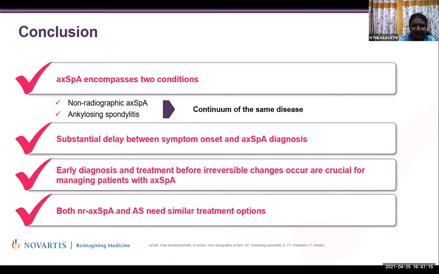So axial spondyloarthritis has non-radiographic and ankylosing spondylitis. They are not two different entities. They are the same continuum of one spectrum of disease. There is a delay, as I've told you, of 5 to 15 years from the first onset of symptoms to the diagnosis of ankylosing spondylitis or axial spondyloarthritis. Early diagnosis is important because we can arrest the progression of disease and new bone formation and give the patient a better quality of life if they are caught at a very early stage and the disease is arrested with biologics. And there is no different treatment plan in non-radiographic or radiographic axial spondyloarthritis.